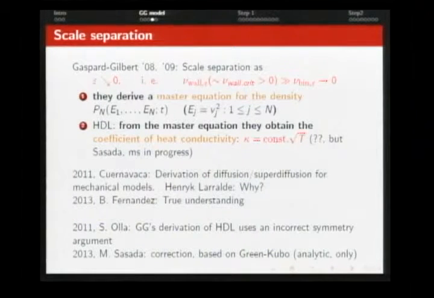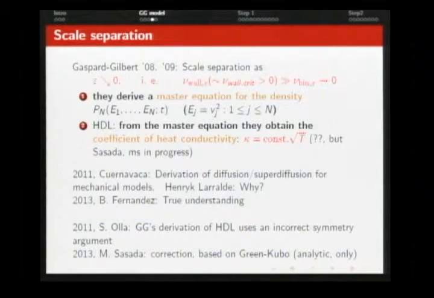So there are two scales. There is a scale which governs the in-cell motion, and there is a rate which governs the binary interactions, and it tends to 0. This is why it is called the rare interaction limit. So they actually derived the master equation for the density, and then they also made the hydrodynamic limit and obtained this constant times square root of T, the heat conductivity.